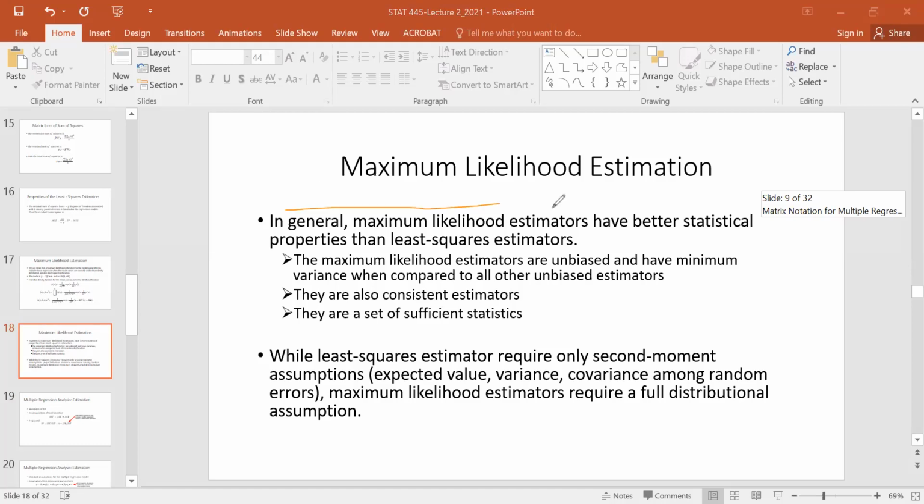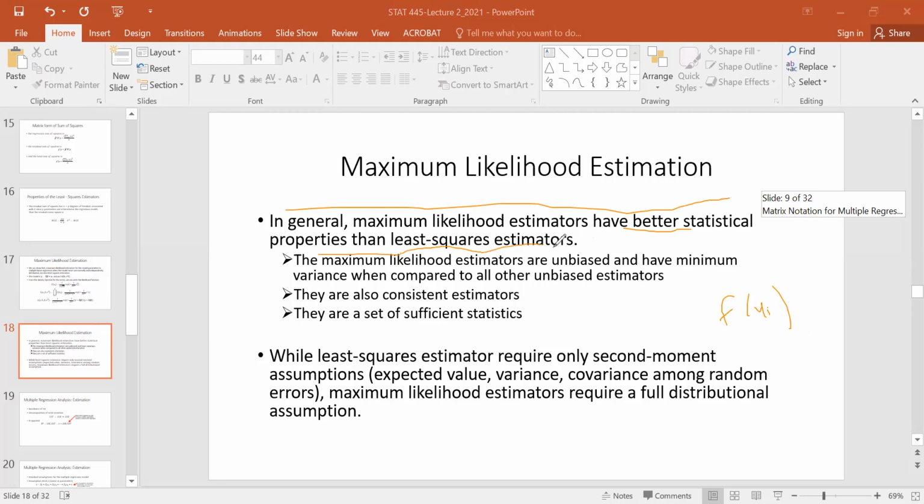In general, maximum likelihood estimators have better statistical properties than least square estimators. Actually, we assume normal distribution, right? We use the normal PDF. In MLE, once the distribution is correct, then it becomes better, okay? But if it wasn't normal and you use normal, then you have messed up. That's the downside. You must get the full distribution assumptions correct. Okay, that's a disadvantage. But if you do, then we say that it has better statistical properties.